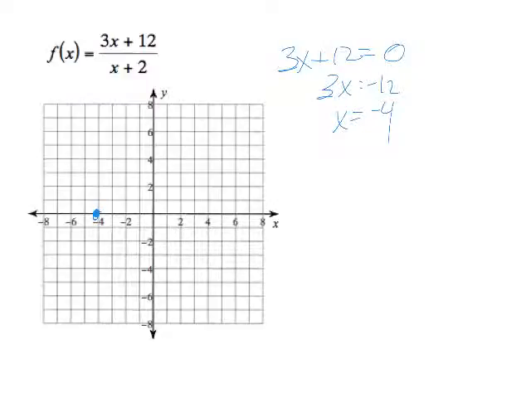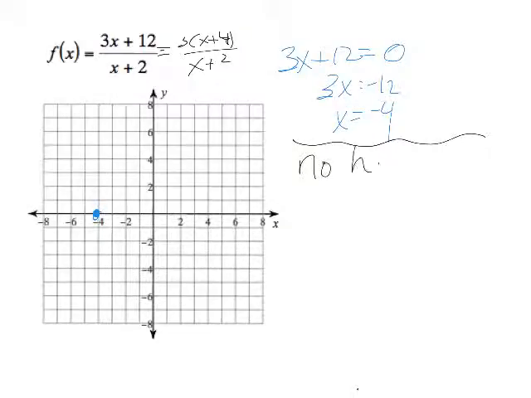You then have to look and see if there are any holes in the graph. Remember, there were holes in the graph if anything canceled. Now, ultimately, you would look and say, all right, I'm going to rewrite this numerator. So you would factor this to be 3 times x plus 4 over x plus 2. And so 3 times that quantity over x plus 2, nothing is going to cancel, so there are no holes, right?